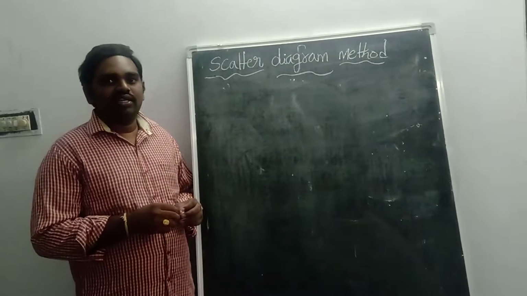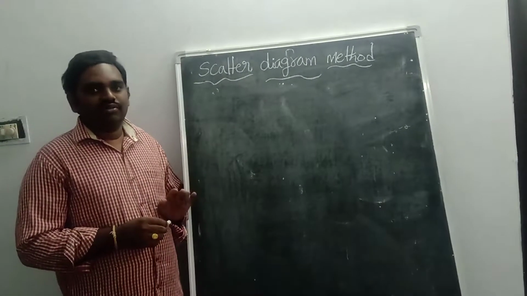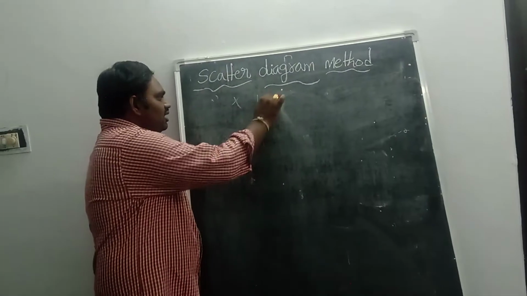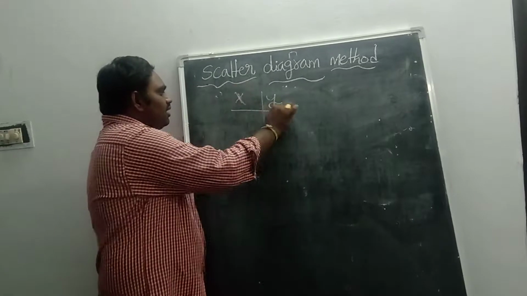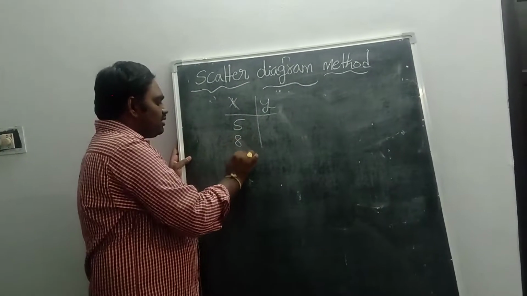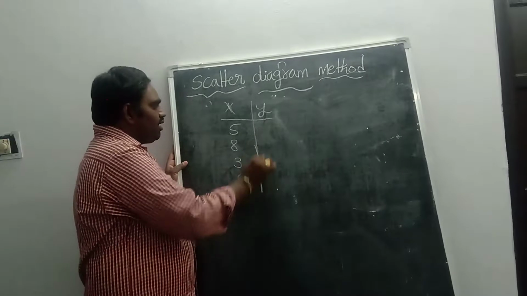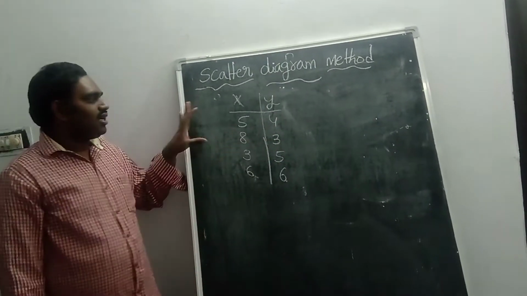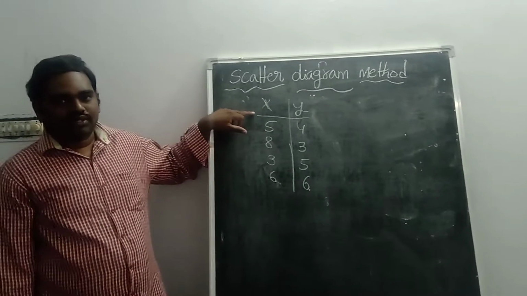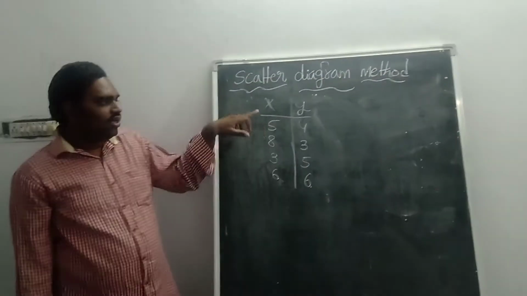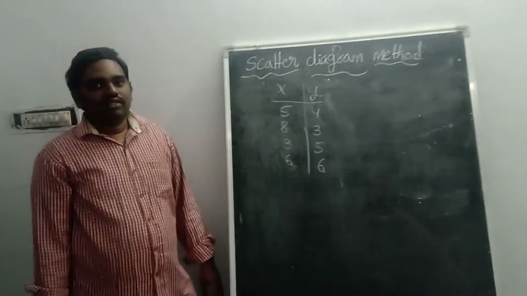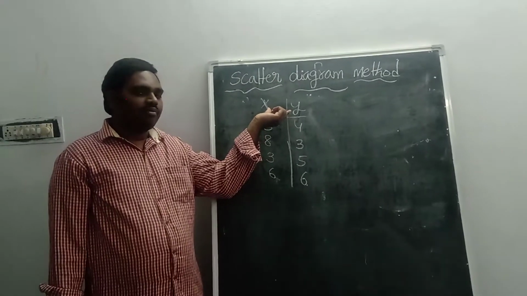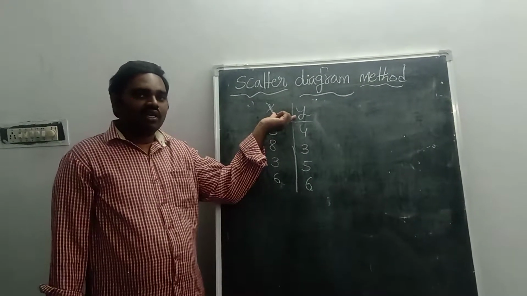The first method is the scatter diagram method. In this method, suppose we are given X series and Y series data. Suppose X equals 5, 8, 3, 6, and the values of Y are 4, 3, 5, 6. Suppose X is the marks in mathematics and Y is the marks in science. So what is the relation between marks in mathematics and marks in science? I am calculating the correlation here.